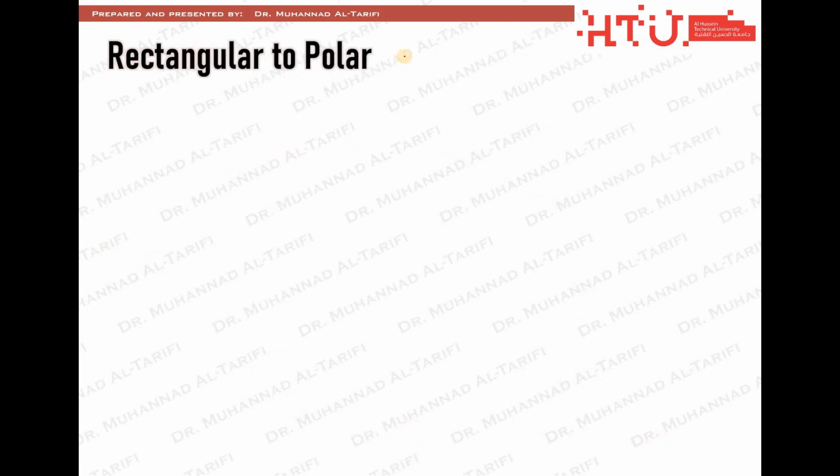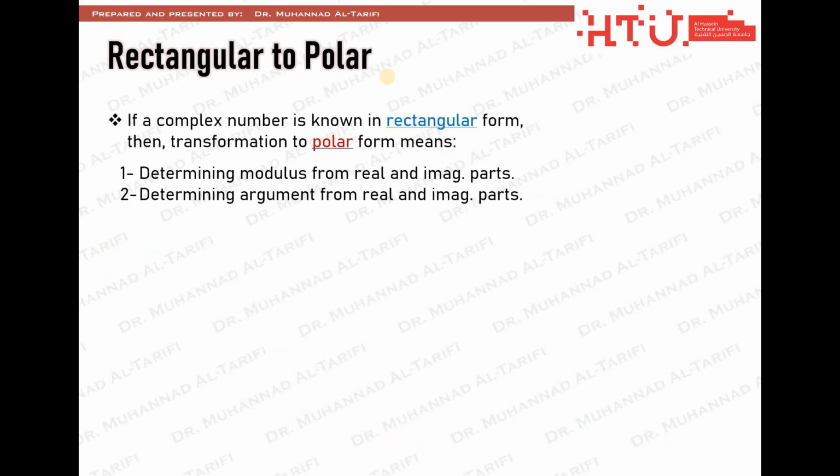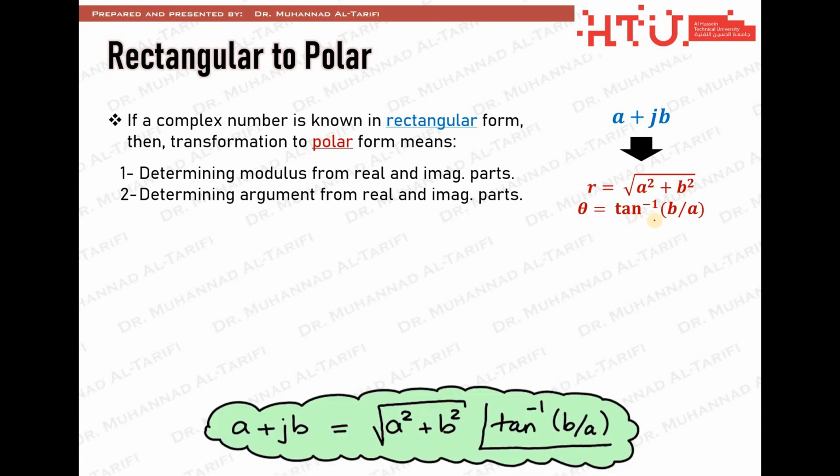In general, we can transform from the rectangular form to the polar form by determining the magnitude and phase from real and imaginary components. By using Pythagoras' theorem, the magnitude should be equal to the square root of the real part squared plus imaginary part squared. And by using trigonometry, the phase should be equal to the inverse tangent of the imaginary part divided by the real part. In writing, if a plus jb is the complex number in rectangular form, then r is equal to the square root of a squared plus b squared, and theta is equal to the tan inverse of b divided by a.